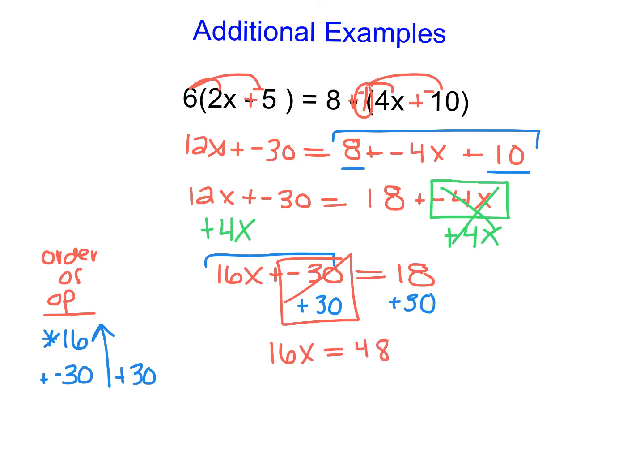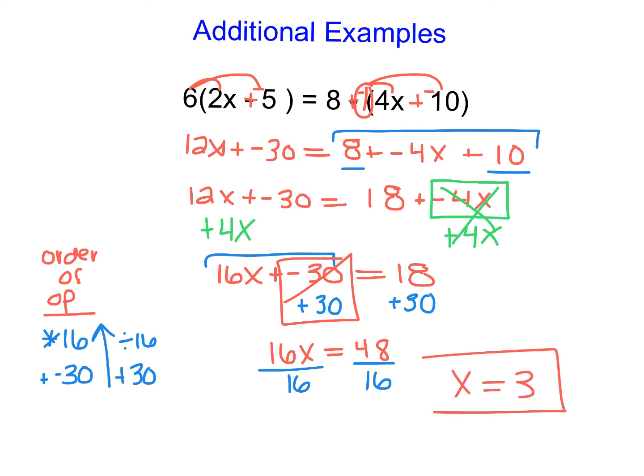I then need to undo that multiplication of 16 by dividing both sides by 16. And I end up with x is equal to 3.